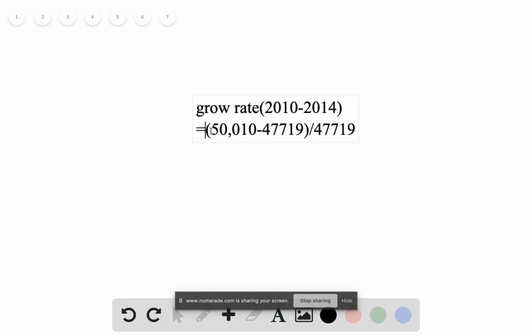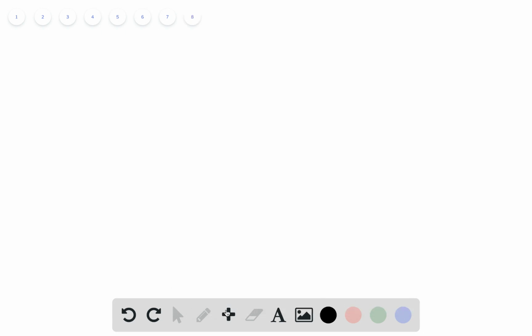So you can times 100% if you like. So if you calculate, it equals 4.8%. Okay, so that is the growth rate of real GDP from 2010 to 2014. Okay, so this is part A, and about part B.